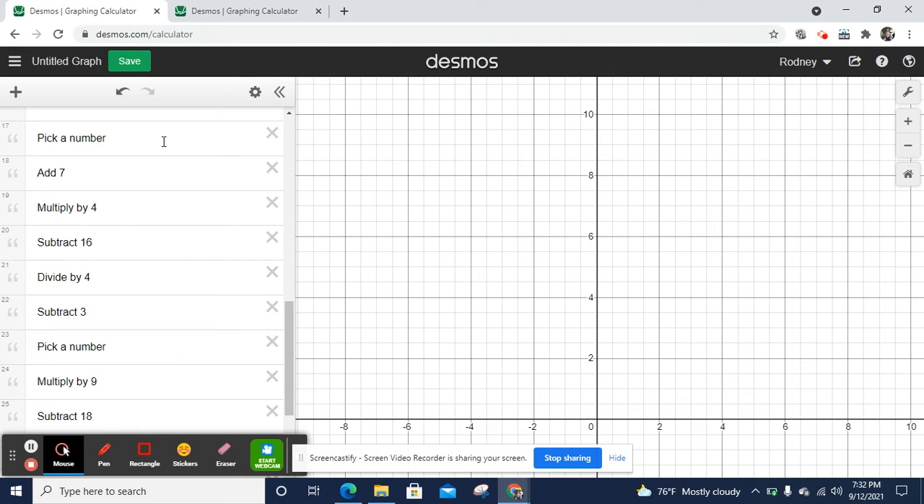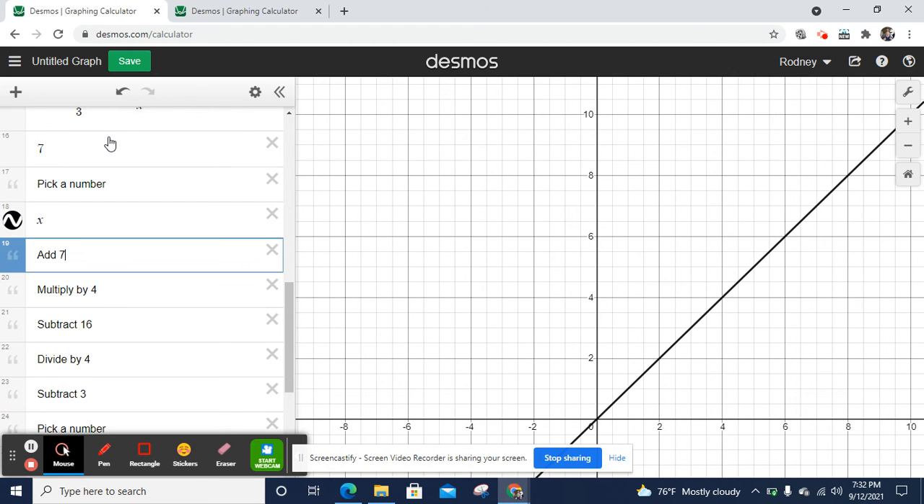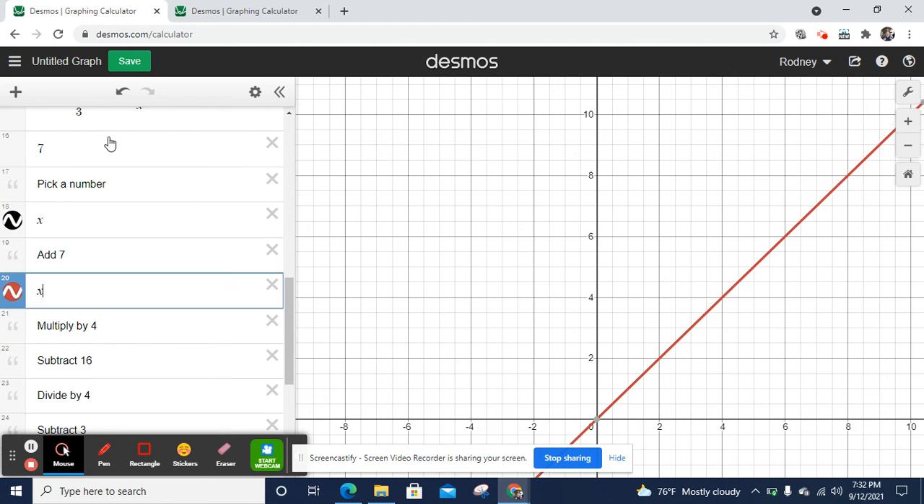Okay, now in the next trick, we're going to end up back at the original number, their original guess that they picked. The last one we ended up at a particular number. So we're going to once again pick a number. We pick a number, it'll be x. We will add 7, so it's going to be x plus 7.